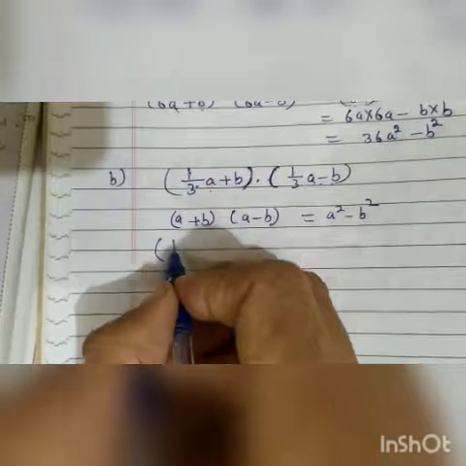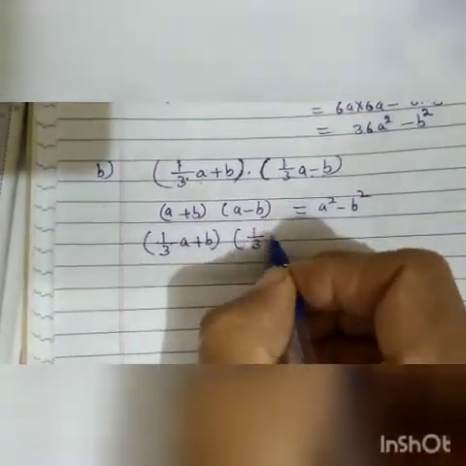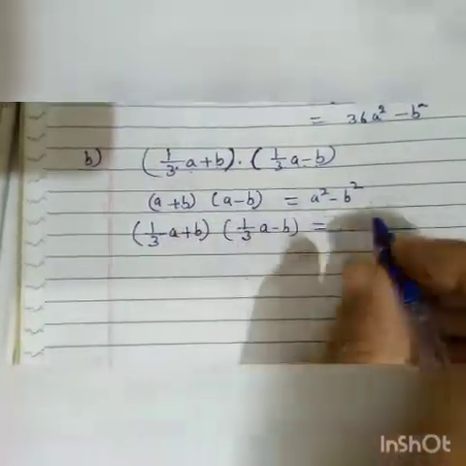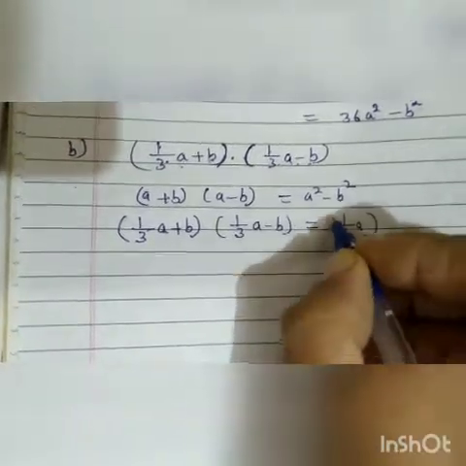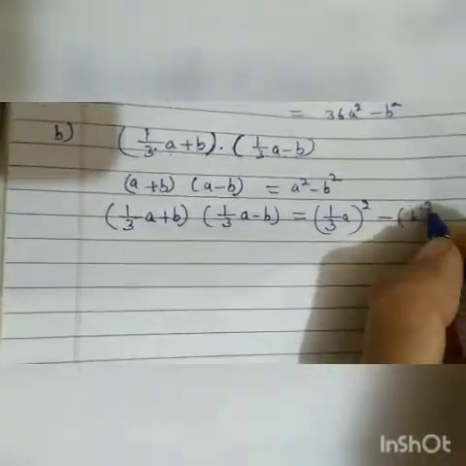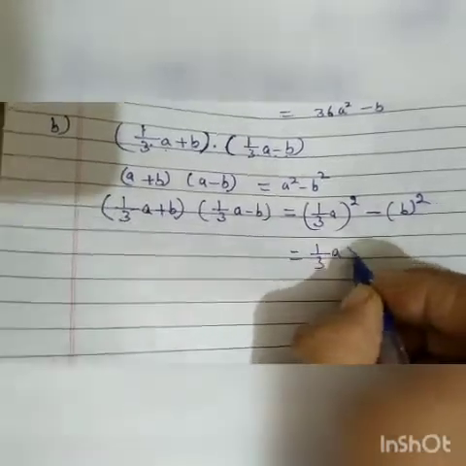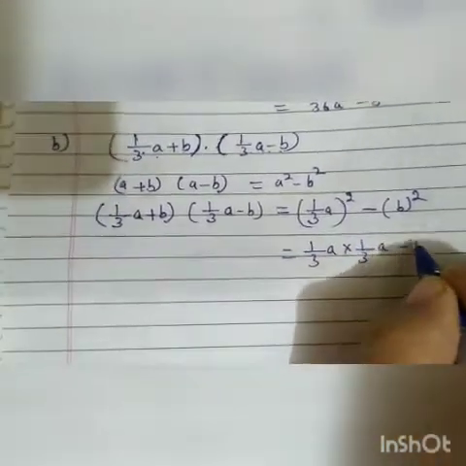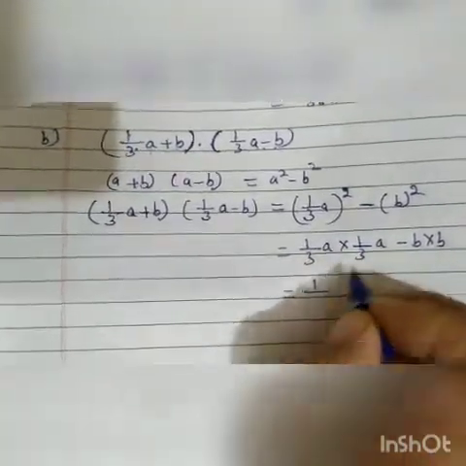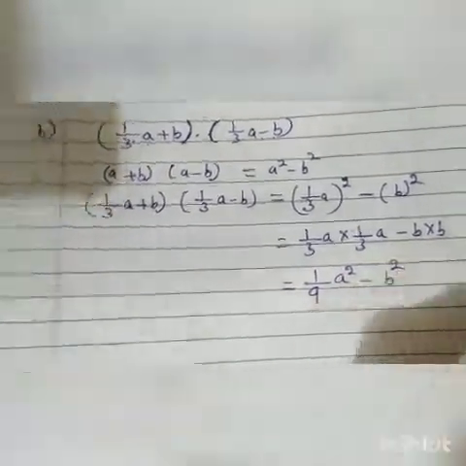Now again we will write (1 upon 3a plus b)(1 upon 3a minus b) is equal to. This time what is the first term? 1 upon 3a. So we will write (1 upon 3a) whole square minus second term b square. Now (1 upon 3a) whole square means 1 upon 3a multiplied by 1 upon 3a, minus b into b. It will be 1 upon 9a square minus b square.